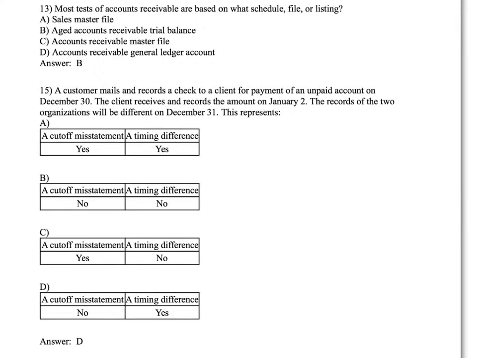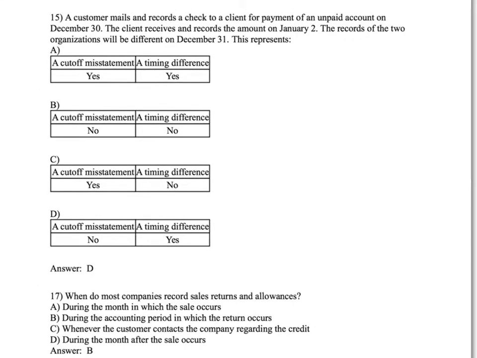Number 15, a customer mails a check to a client for a payment of an unpaid account on December 30th. The client receives and records the amount on January 2nd. The records of the two organizations would be different on December 31st. This represents not a cutoff misstatement, just a timing difference. This is what you saw on the exceptions in your accounts receivable, an actual just exception. It was a timing difference.